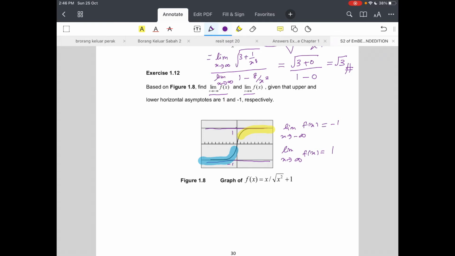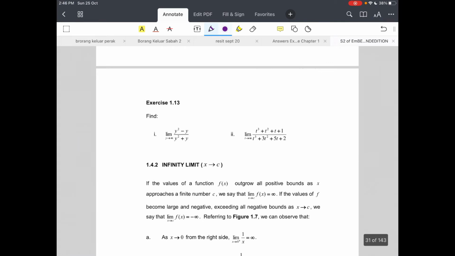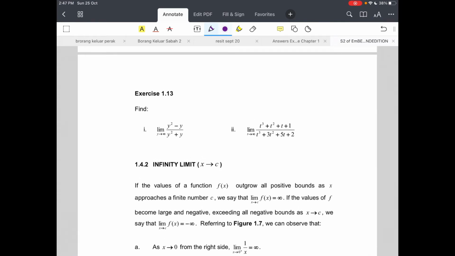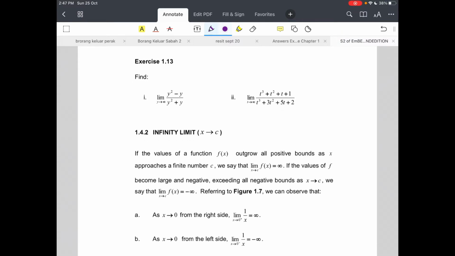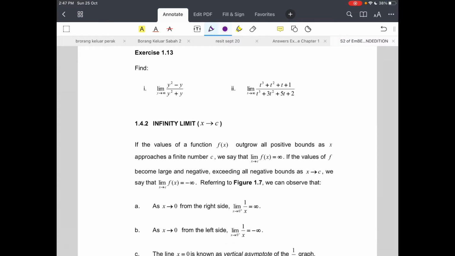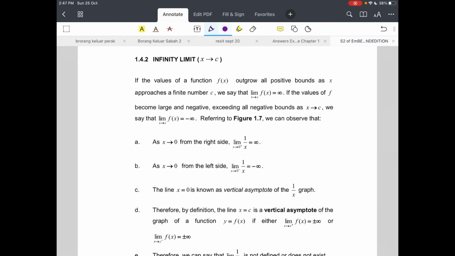I hope you already get a clear picture on this. Very simple. Please try to do exercise 1.13 at home. Okay, I know you are at home, so do it at your comfort home. And if I may, to proceed, infinity limit x approaching c. Like I said just now in the beginning of this lecture, the final answer will be infinity or negative infinity.